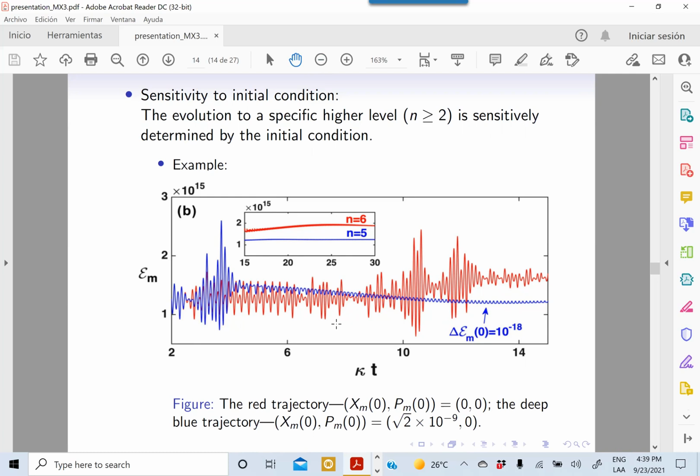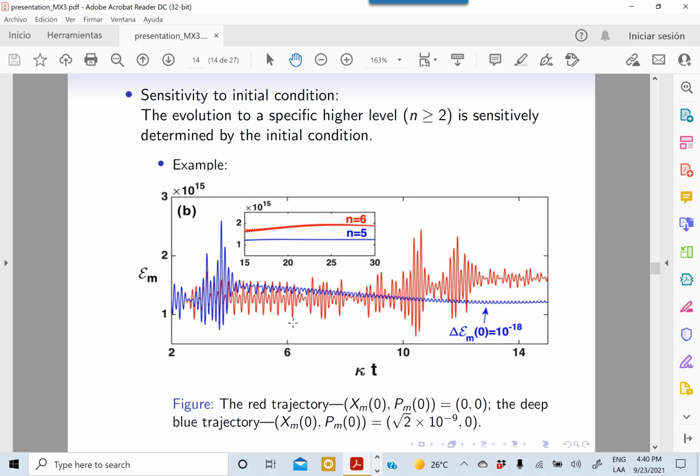We just deviate by a little bit in this way. The one with a small deviation will evolve to a different level, the 5th level. Without this deviation, it should evolve to the 6th level, m equals 6. But after we add such a small difference, it will evolve to the 5th, lower energy level instead. This sensitivity is even more sensitive than some of those in chaos.